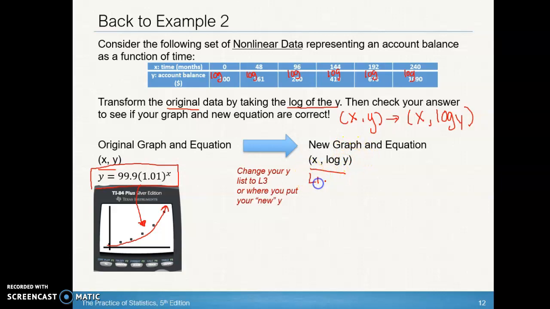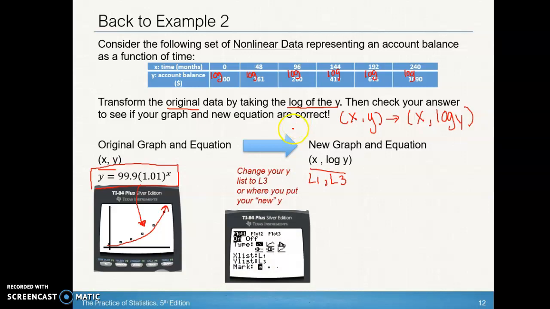So remember, this was list 1 and this was list 3. You need to change your y to list 3 because that's where you've taken the log of all of your values. When you do that, remember, turn your plot on. We want our first one. Your X list is list 1 because we did not change our X values. We still had these in list 1. But when we took the log of list 2, we put that into list 3. So then we get our Y values, no longer from list 2, but from list 3.